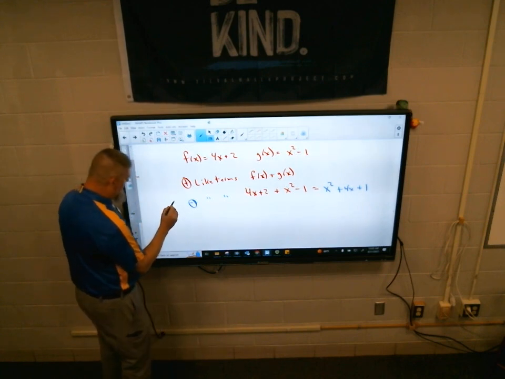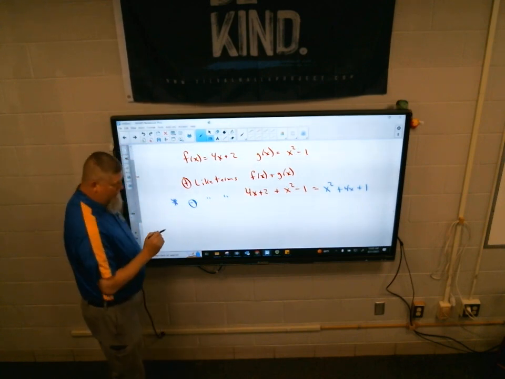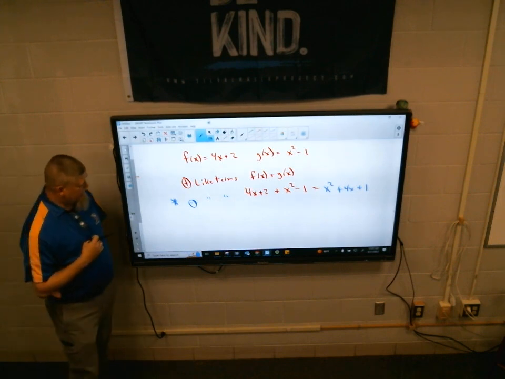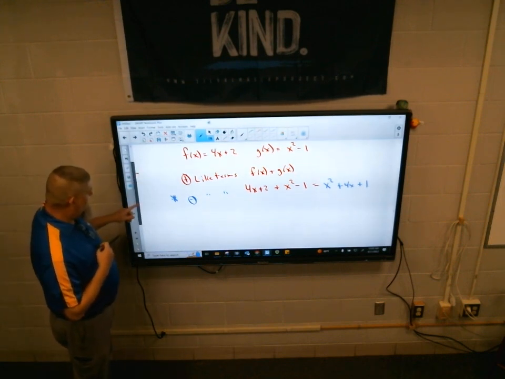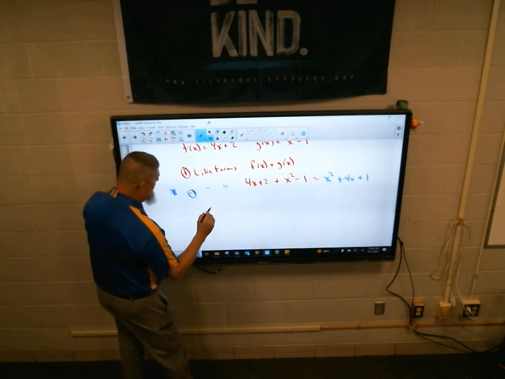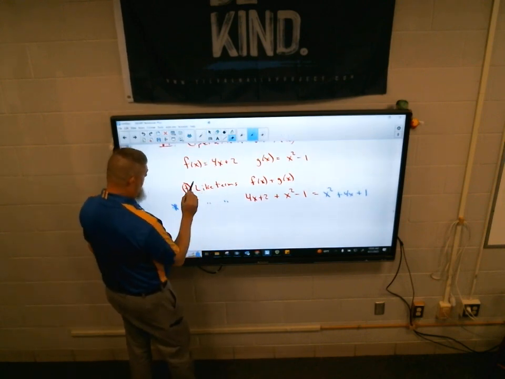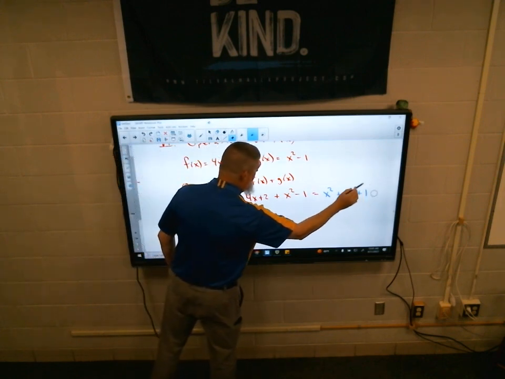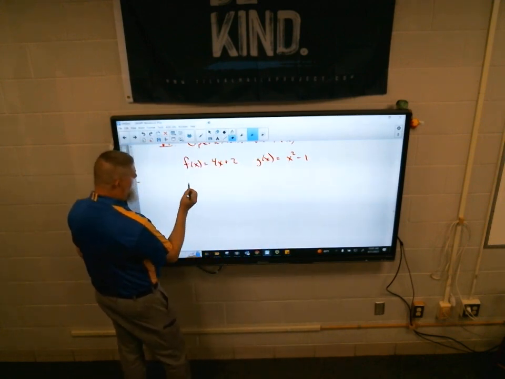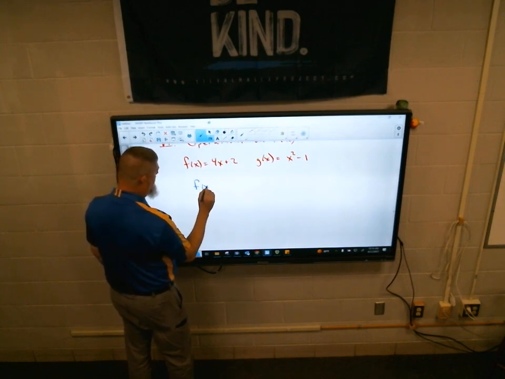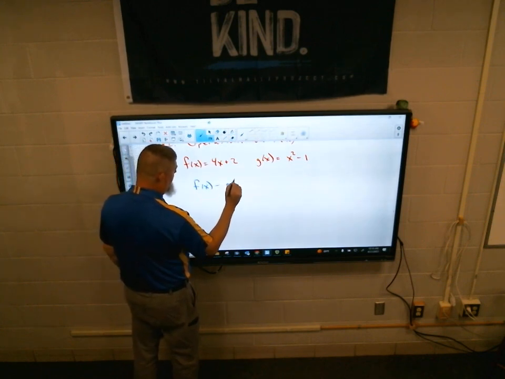But this is a tricky one. I'll put a little asterisk by this one. If you're going to make a mistake, it's probably going to be on subtracting. So for simplicity's sake, I'm going to go ahead and erase this part. And I'm going to say, what if I have f of x minus g of x?